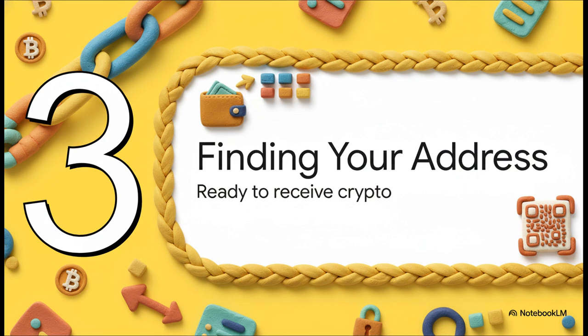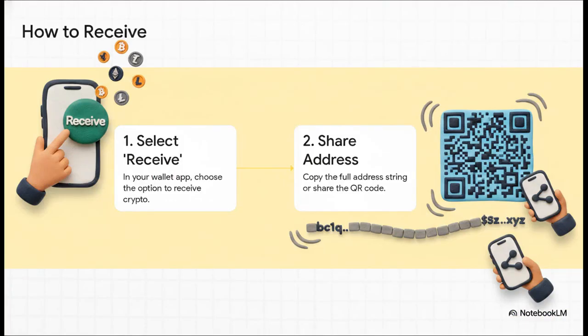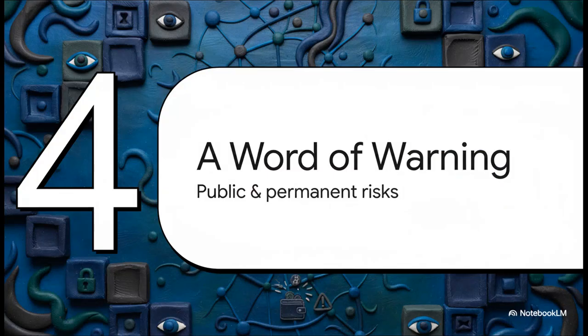Okay, let's get practical. Section 3, finding your address. This is what you need to know when you're actually ready to have someone send you some crypto. You know what? It's actually super easy. Just open up pretty much any crypto wallet app, and you'll see a big button that says receive or maybe deposit. You click that and boom, the app shows you your unique address for that specific coin. From there, you can copy that long text string or, way easier, just share the QR code. The other person can just scan that code with their phone and it puts your address in perfectly every single time.